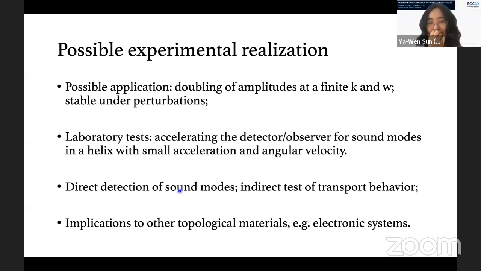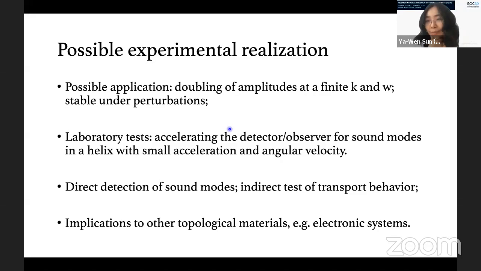So for experimental realizations, one possible application is the doubling of amplitudes at a finite k and omega, and it's stable under perturbation. So this might be useful for applications. And this can be checked in laboratories if we accelerate the detector, and we can detect sound modes. We have to accelerate the detector in a helix with constant acceleration and angular velocity, and then we could detect these topologically non-trivial modes.